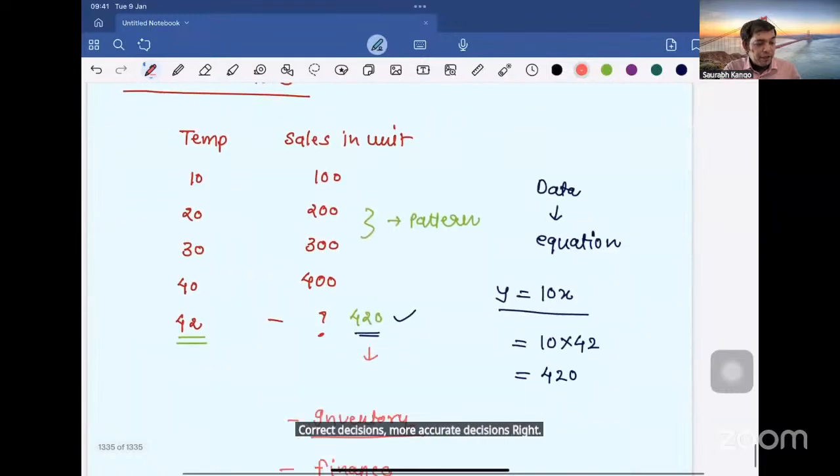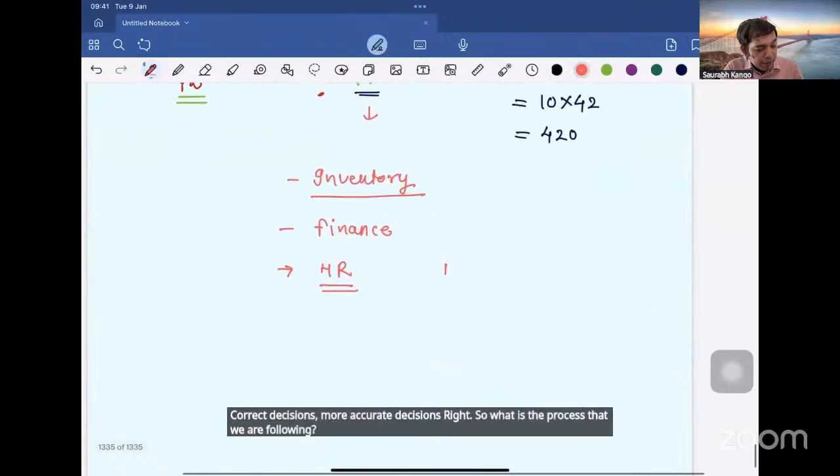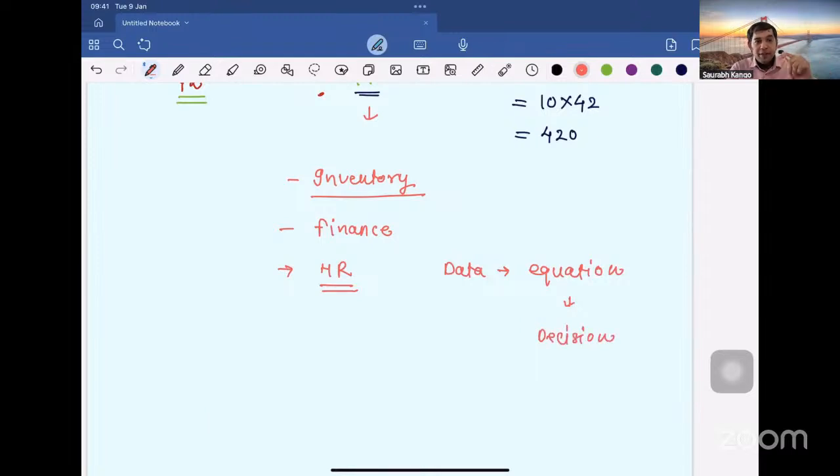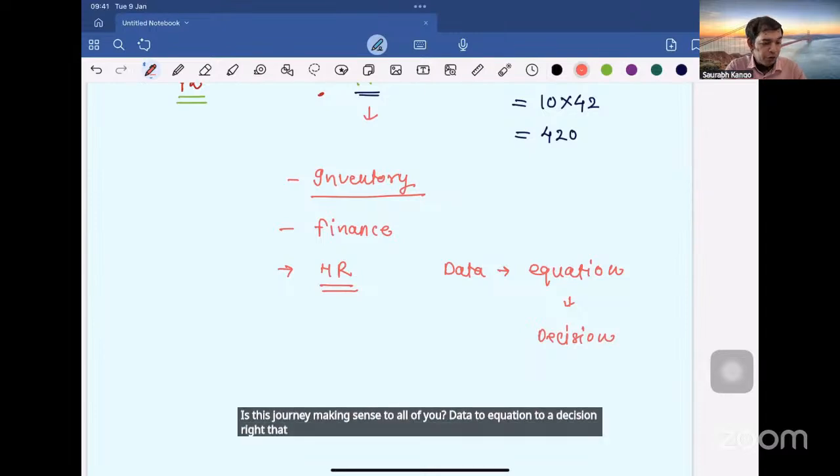So what is the process that we are following? We had the data, we converted it into an equation, and based on that equation, we are making a decision, right? Is this journey making sense to all of you? Data to equation to a decision, right? That's the journey that we have to follow.